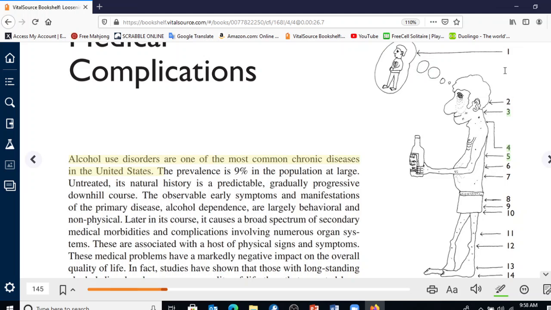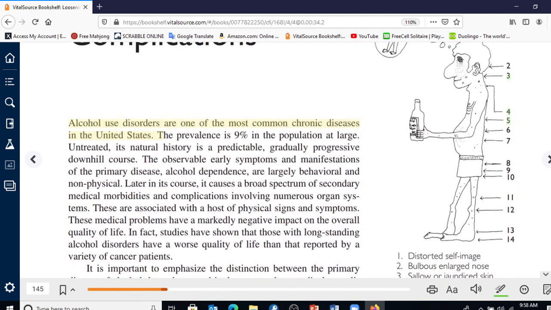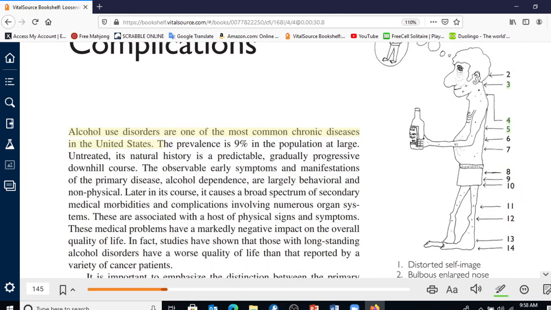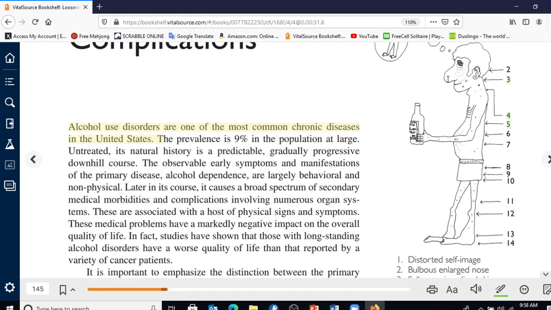Our image over here is moving from top to bottom. That top one is a distorted self-image. He sees himself as something he's not. Number 2, he's got a bulbous enlarged nose. That's called rhinophyma, and it may have burst capillaries in it, so it's kind of red. That's why we get depictions of drunks as having red noses, and they do have red noses, but they also have red cheeks and red jowls, and some of us splotch all over our bodies when we drink because of alcohol's effect on the skin and pigmentation and what have you. But the bulbous enlarged nose, that's because alcohol makes your nose bigger. Sorry, Pinocchio, it's not dishonesty. It's alcohol.